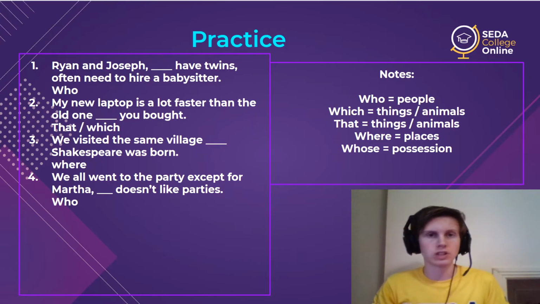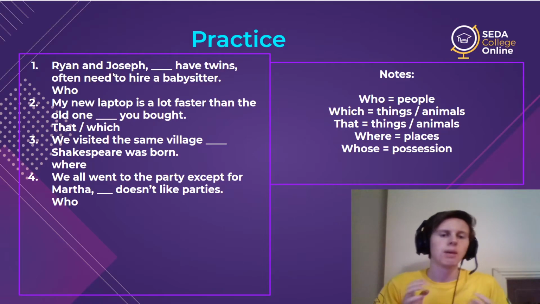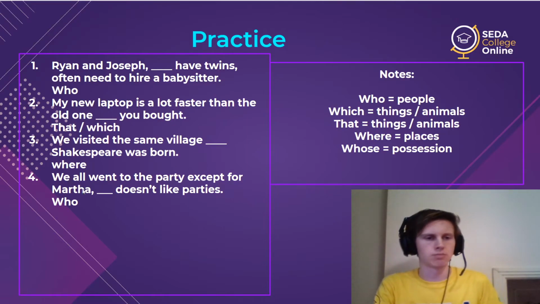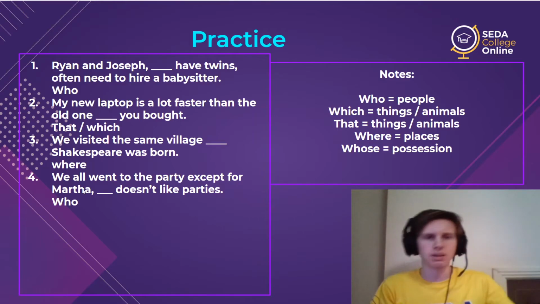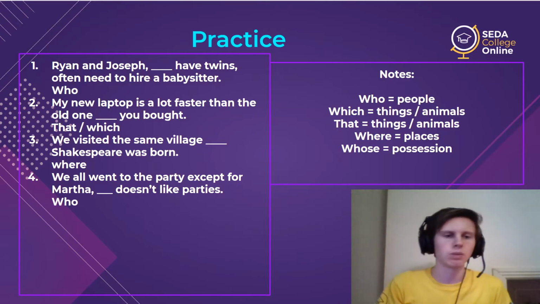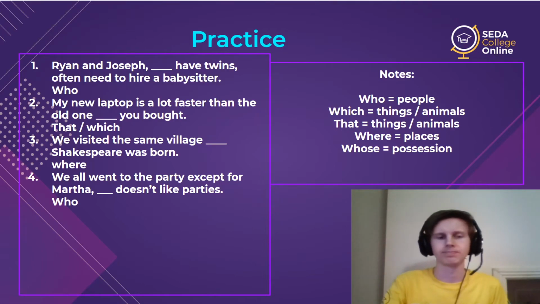This is a situation where, similar to number 1, it is a non-defining and a non-essential relative clause, but I want to say more information. We all went to the party except for Martha. Complete, finished idea. But I want to say more, so I can say why. Well, why? Because she doesn't like parties, so who doesn't like parties?